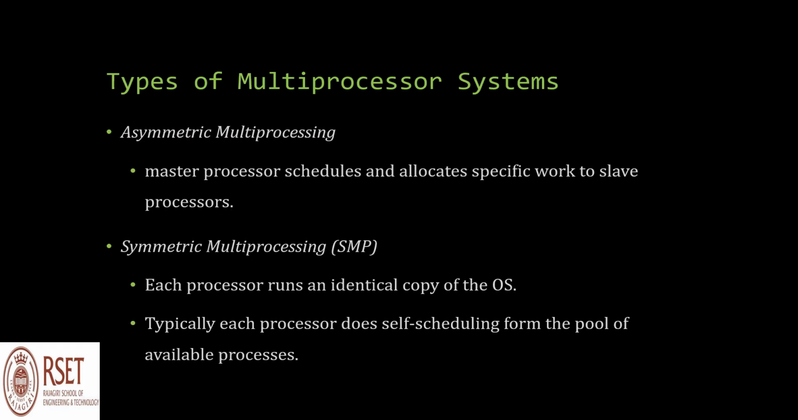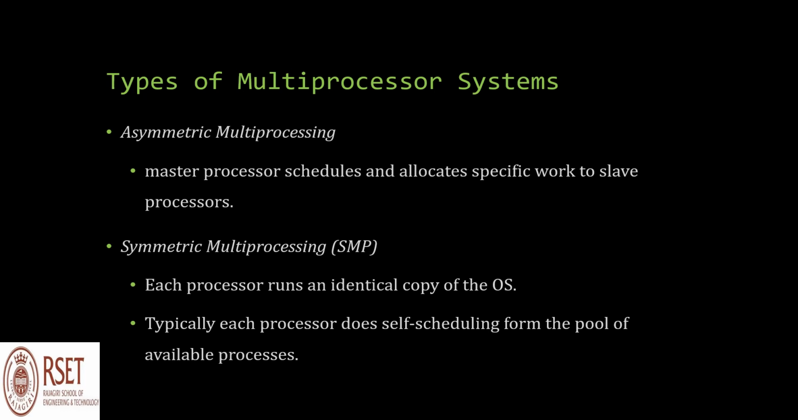Now, multiprocessor systems can be categorized into two. It can be either asymmetric multiprocessing or symmetric multiprocessing. Asymmetric multiprocessing is a case in which we have a master processor and slave processors. The master processor is responsible for scheduling and allocating specific work to the slave processors.